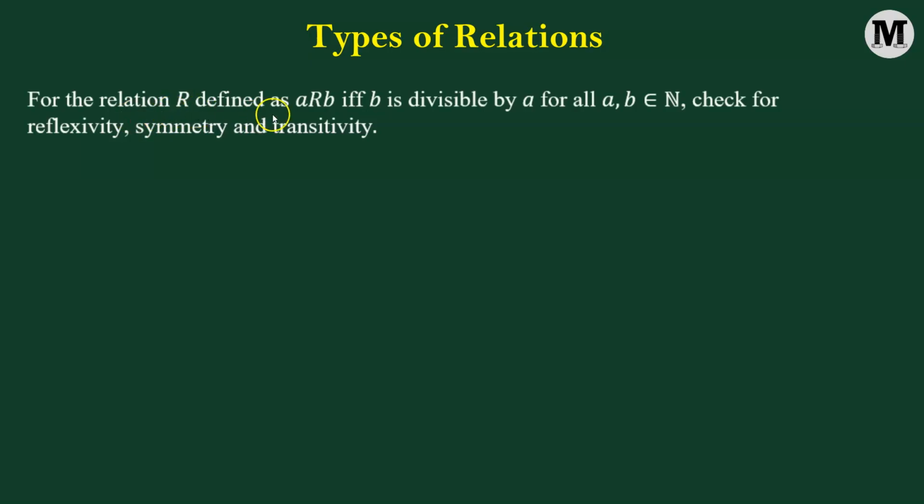For the relation R defined as A R B if and only if B is divisible by A for all A and B belonging to N, check for reflexivity, symmetry, and transitivity.